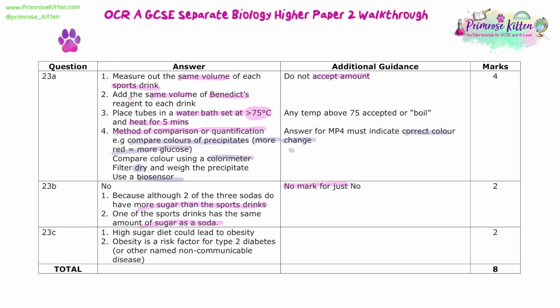And then for C, as we said, a high sugar diet could lead to obesity. So that's the link that we know, or the condition that a high sugar, fat or calorie intake diet can lead to. And then the health implications of that get our second mark. Why is it a risk to a child's health to be obese? Well, it's because it's a risk factor for type 2 diabetes or any other named non-communicable disease. So if you said obviously it's a risk for cancer, or heart disease, as long as you're giving an example of a non-communicable disease that obesity is a risk factor for, then you can have the mark. It doesn't have to be type 2 diabetes.